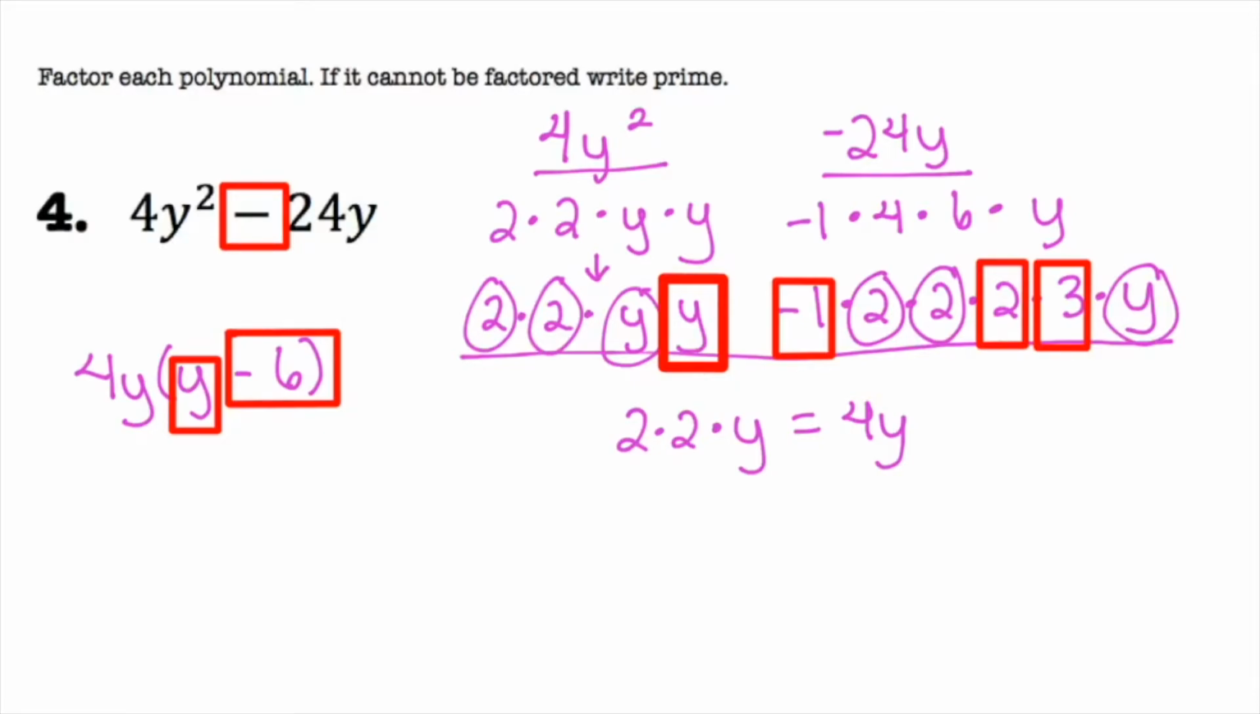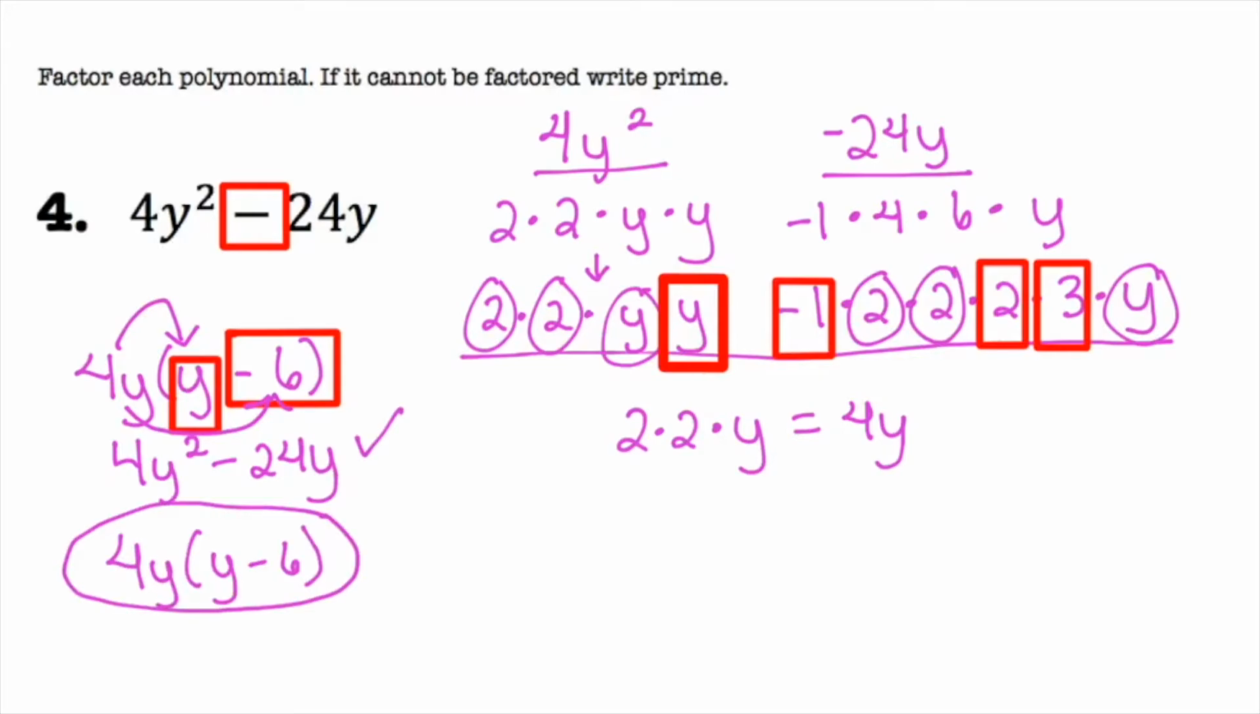So if you're having a hard time figuring out how to find what's left over inside the parentheses, if you do this method, whatever you didn't circle is what's left over because you didn't multiply it back together. It's left over inside the parentheses. So that might help you identify what's inside. All right, so now we're going to distribute to make sure that we have the correct answer. So 4y times y is 4y squared, and 4y times -6 is your -24y. So that checks out, and that would be our answer.